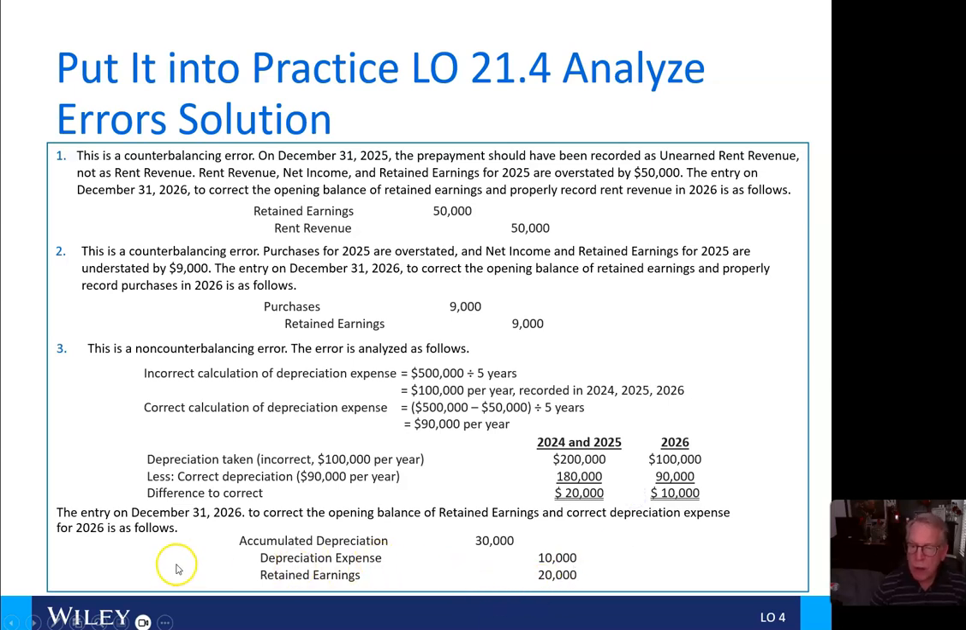So the entry on December 31, 2026 to correct the opening balance of retained earnings and correct depreciation expense for 2026, we're going to debit accumulated depreciation to reduce it by $30,000. We'll credit depreciation expense for $10,000, and the remaining $20,000 we'll credit to retained earnings.